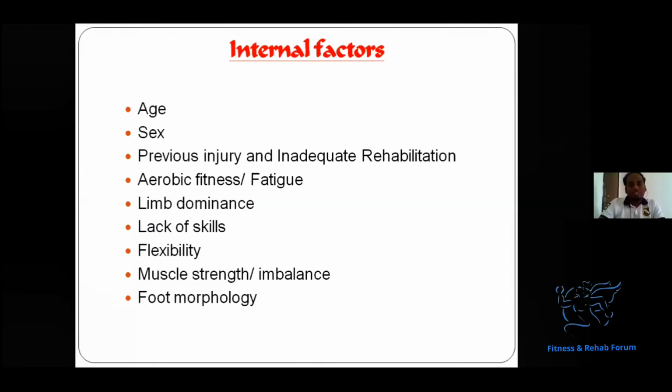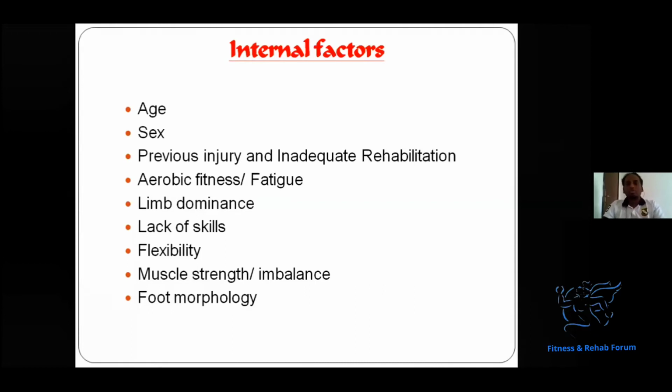Then flexibility, particularly of the hamstring, and muscular imbalance. Some people have very good squat strength but no hamstring strength. The hamstring is another muscle which can hold the tibia from the back and support your ACL ligament. So when the hamstring is too weak and the quadriceps is too strong, again it can cause the injury.